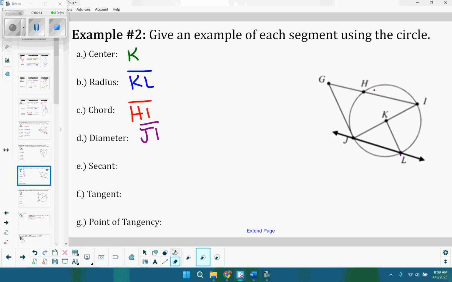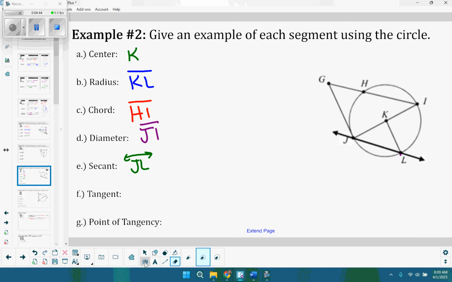A secant intersects the circle twice and has parts both inside and outside. So the easiest one to spot here is this line JL, because it has arrows on both ends and it goes forever outside the circle. But an acceptable answer also could have been GI. Segment GI is also a secant because it has parts both inside and outside the circle.